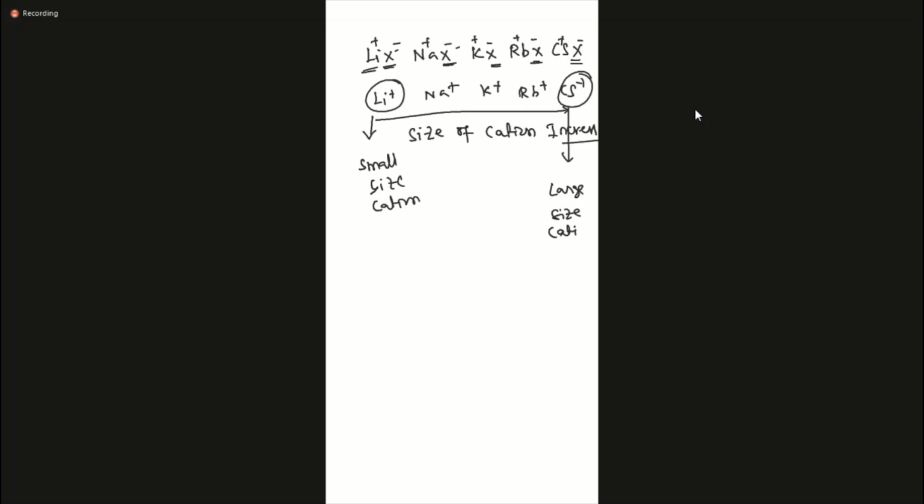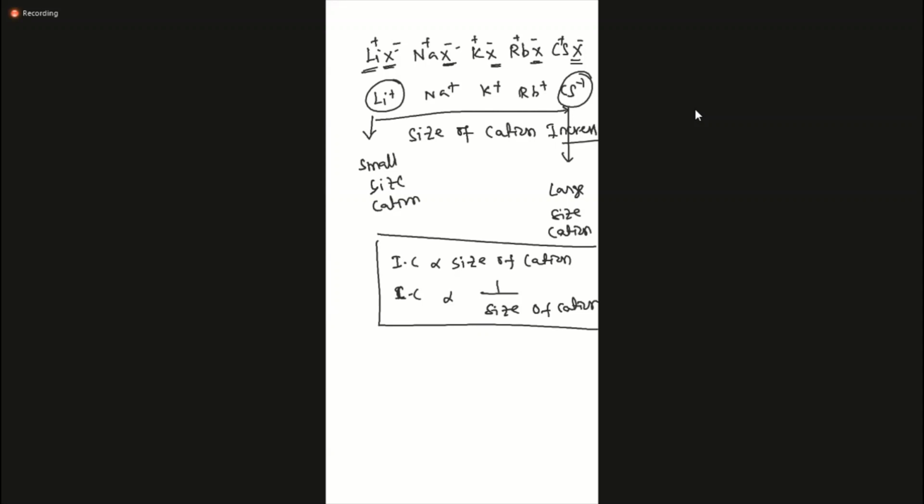Large size cation. Among these two, which is more covalent character, which is more ionic character? Can you tell me anyone, please? So this point you know very well. Ionic character is directly proportional to size of cation. And covalent character is inversely proportional to size of cation. Can you tell me, based on these two statements, which is covalent character, which is ionic character? You need to respond, please.